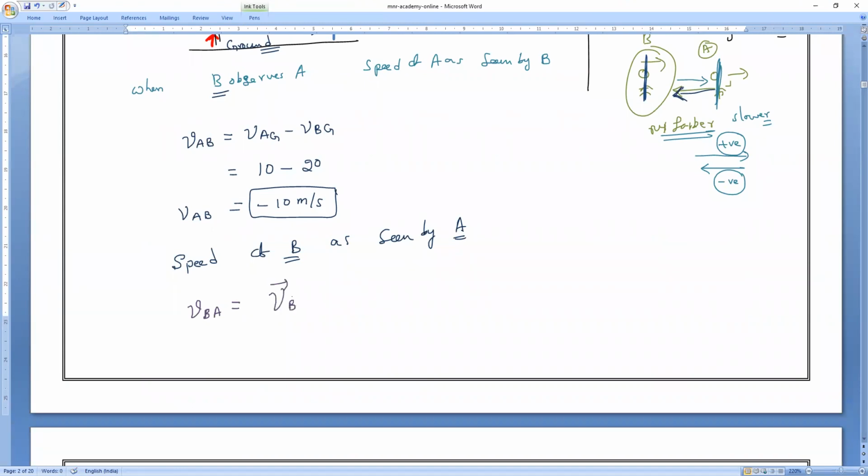Relative velocity, velocity of B with respect to whom? Ground, minus the velocity of A with respect to ground. So that is 20 minus 10, which is equal to how much, guys? 10 meters per second. So if A observes B, B appears to be coming in the forward direction. That is why it is plus 10. Clear, all of you? And when B observes A, A appears to be coming in the reverse direction. That is why it is minus 10.